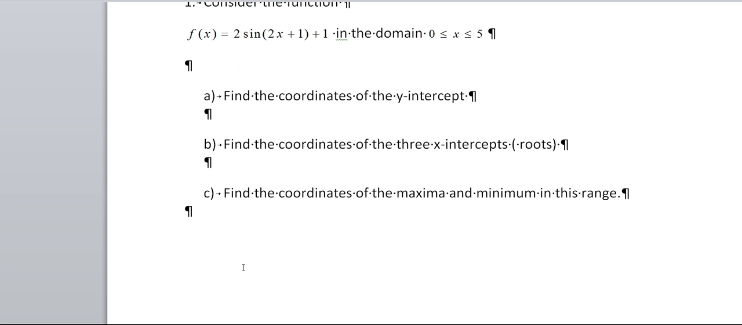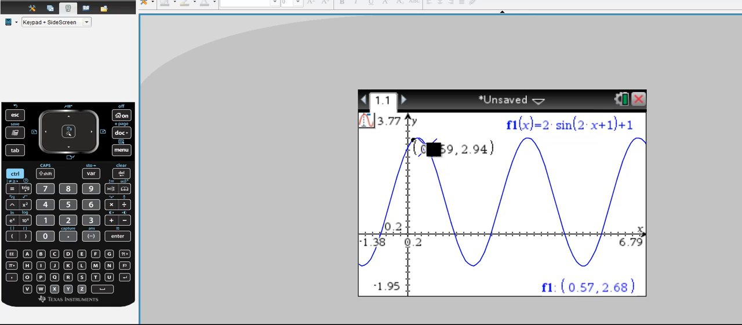C. Find the coordinates of the maxima and minimum in this range. Coordinates for maximum, let's trace, we go up here, maximum, and we see that x is 0.285 and y is 3. That's a maximum. How about this? It's also within the range, so we're going to answer another maximum. The coordinates are 3.43 and 3. Here we have a minimum, 1.86 and minus 1. Here we have 5 and -1. And this is within the range.